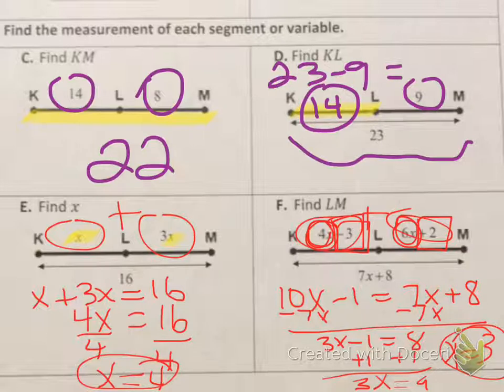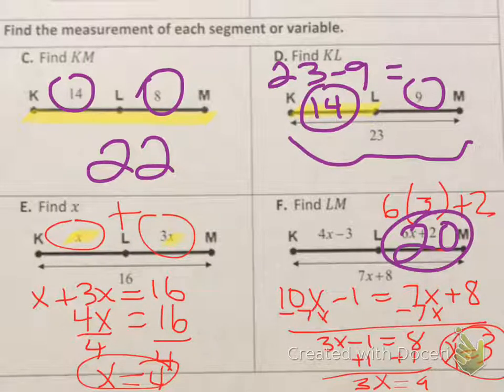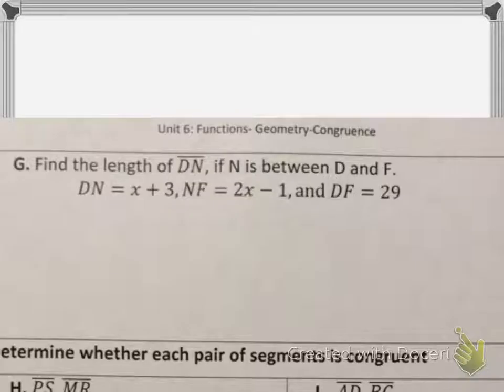For my x value, it didn't ask me for my x value though, it asked me the length of LM. So I've got to substitute back in here in place of that x right there. So I'll be 6 times 3 plus 2. So that's 18 plus 2, which is 20 for the length that I'm looking for. So those are the line segment additions where we just are going to find those pieces and add them together or subtract them to get the pieces that we need.